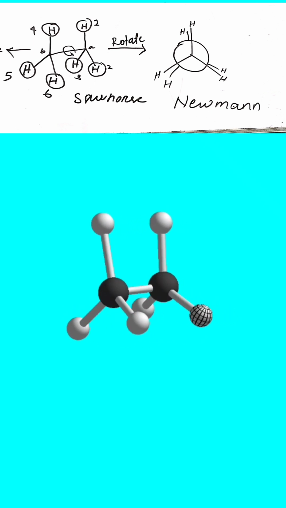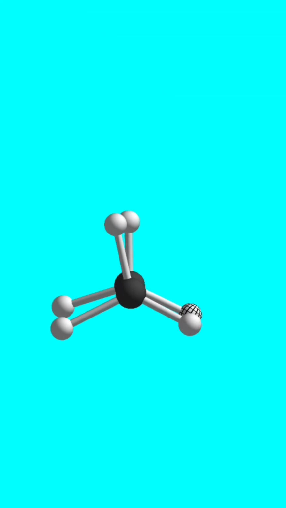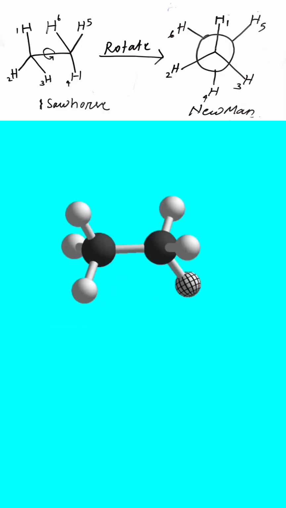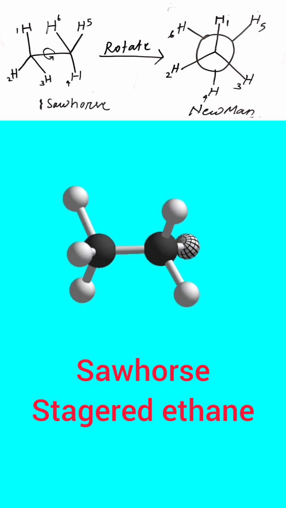Now how can we find the Newman projection from the sawhorse projection? We can find the Newman projection by rotating the sawhorse projection from left to right. Now we are going to discuss the sawhorse and Newman projection of the staggered ethane.